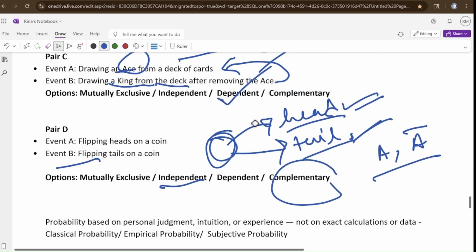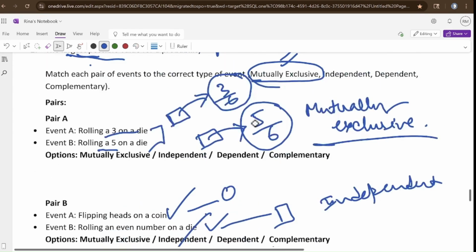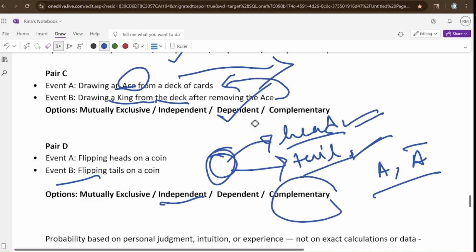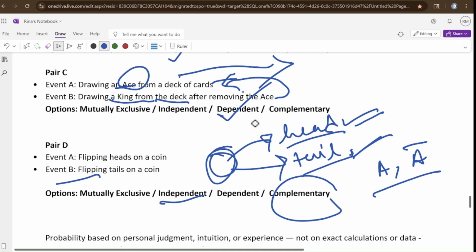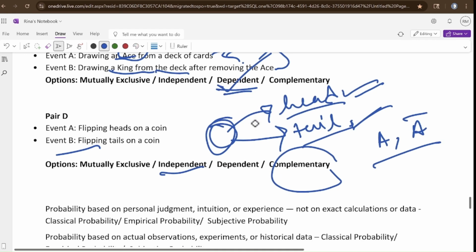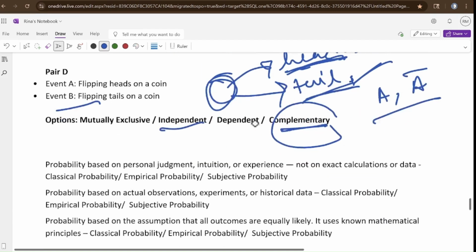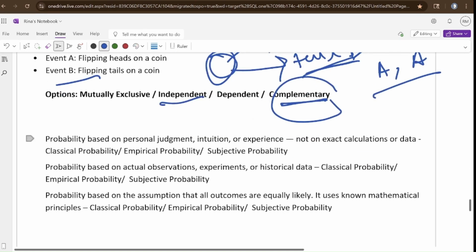So there are 4 types mainly. Mutually exclusive, when both of them are different, like it can be 3, it can be 5, when they are completely different. Independent. When one is dependent on another, dependent. And in this scenario, they are complementary because if this one happens, the other cannot happen. Clear? So in this way, you can decide which type of event is happening. Now let's do the next question.